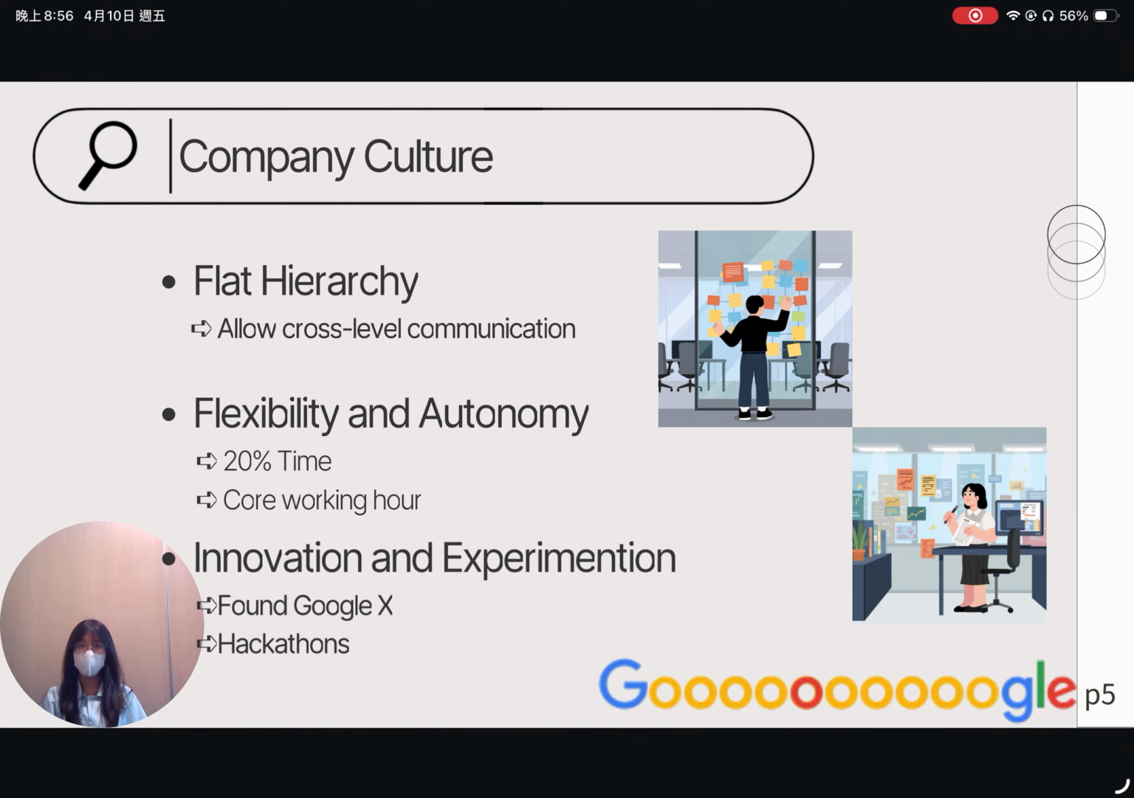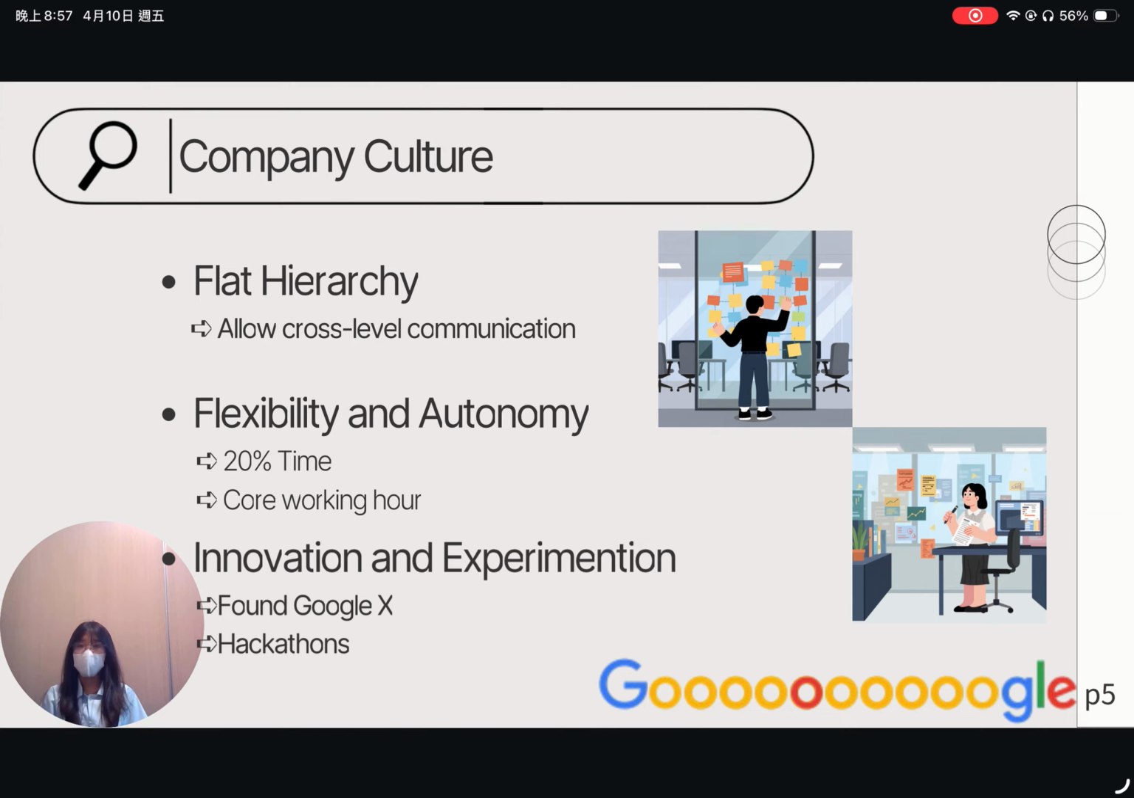Second is flexibility and autonomy. A great example is their famous 20% time, where employees can spend 20% of their work hours on personal passion projects. In fact, some of the core products we just talked about, like Gmail, Google News, and AdSense, were actually born from this exact policy.